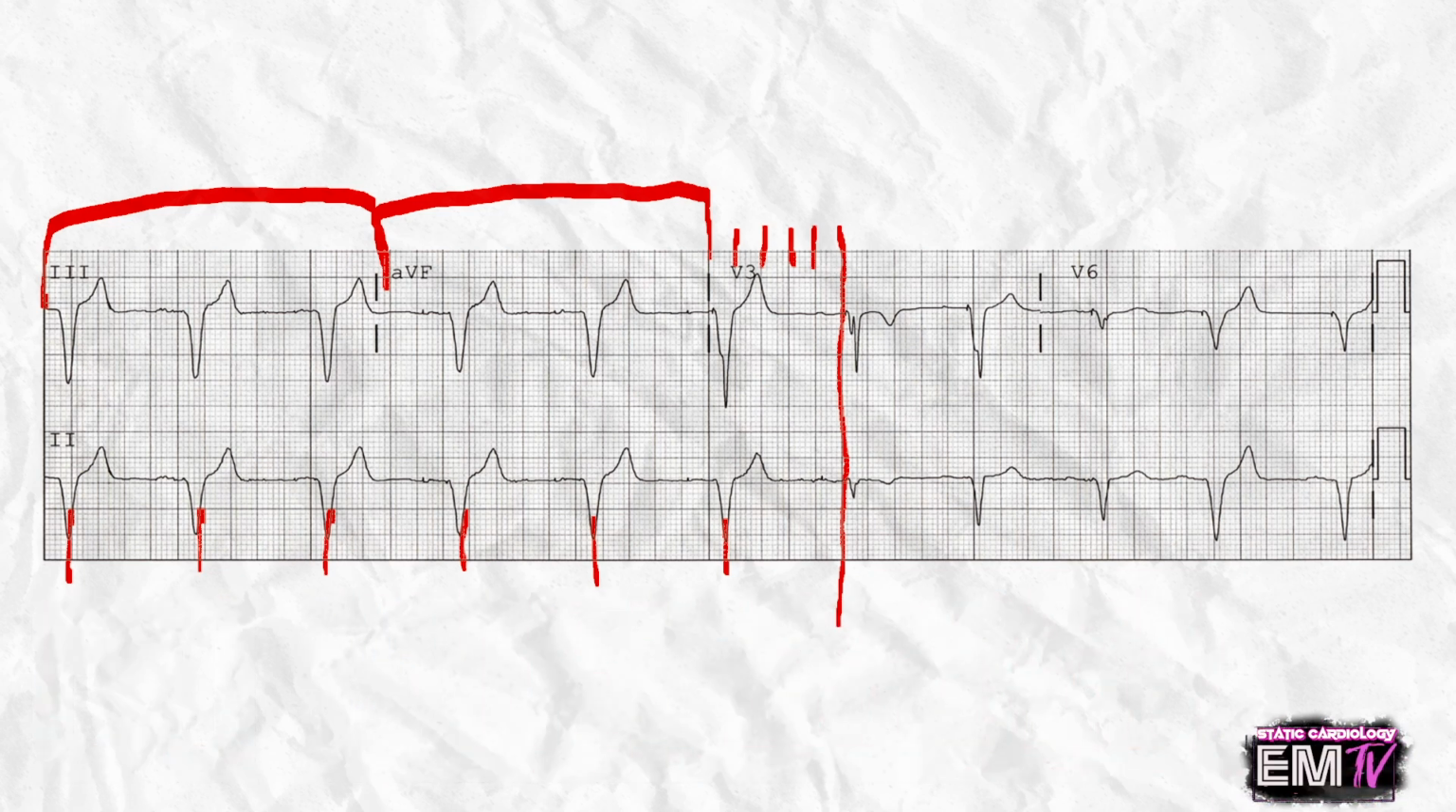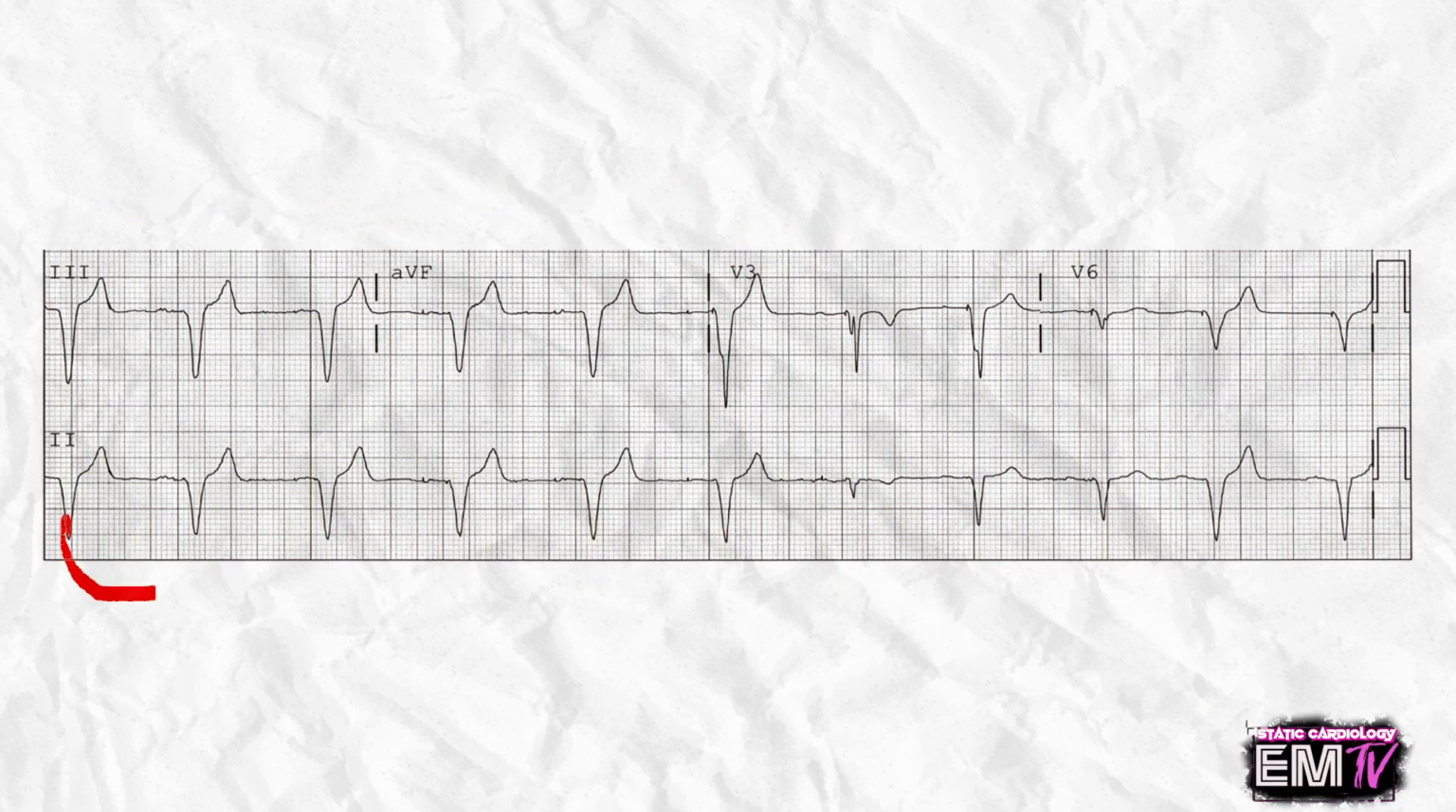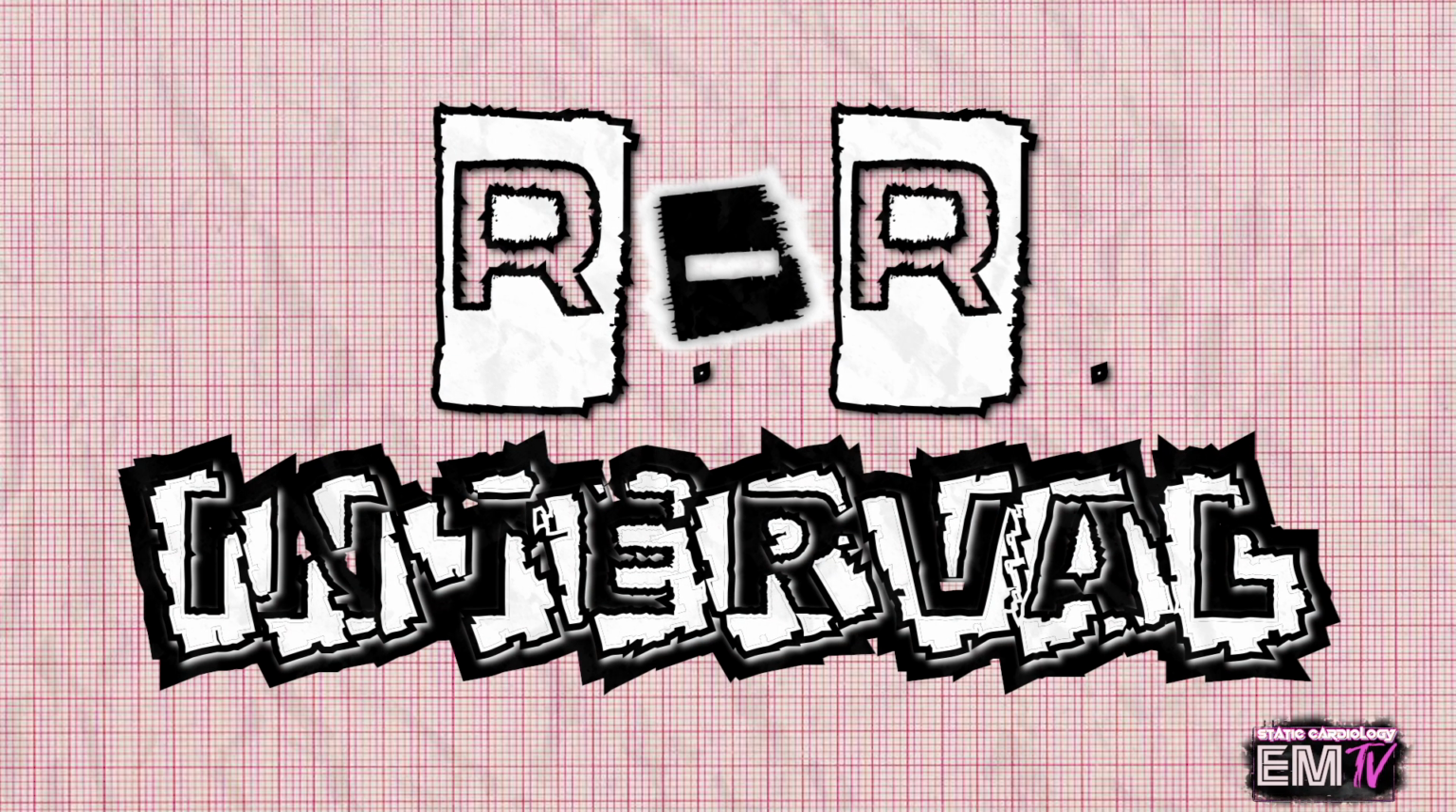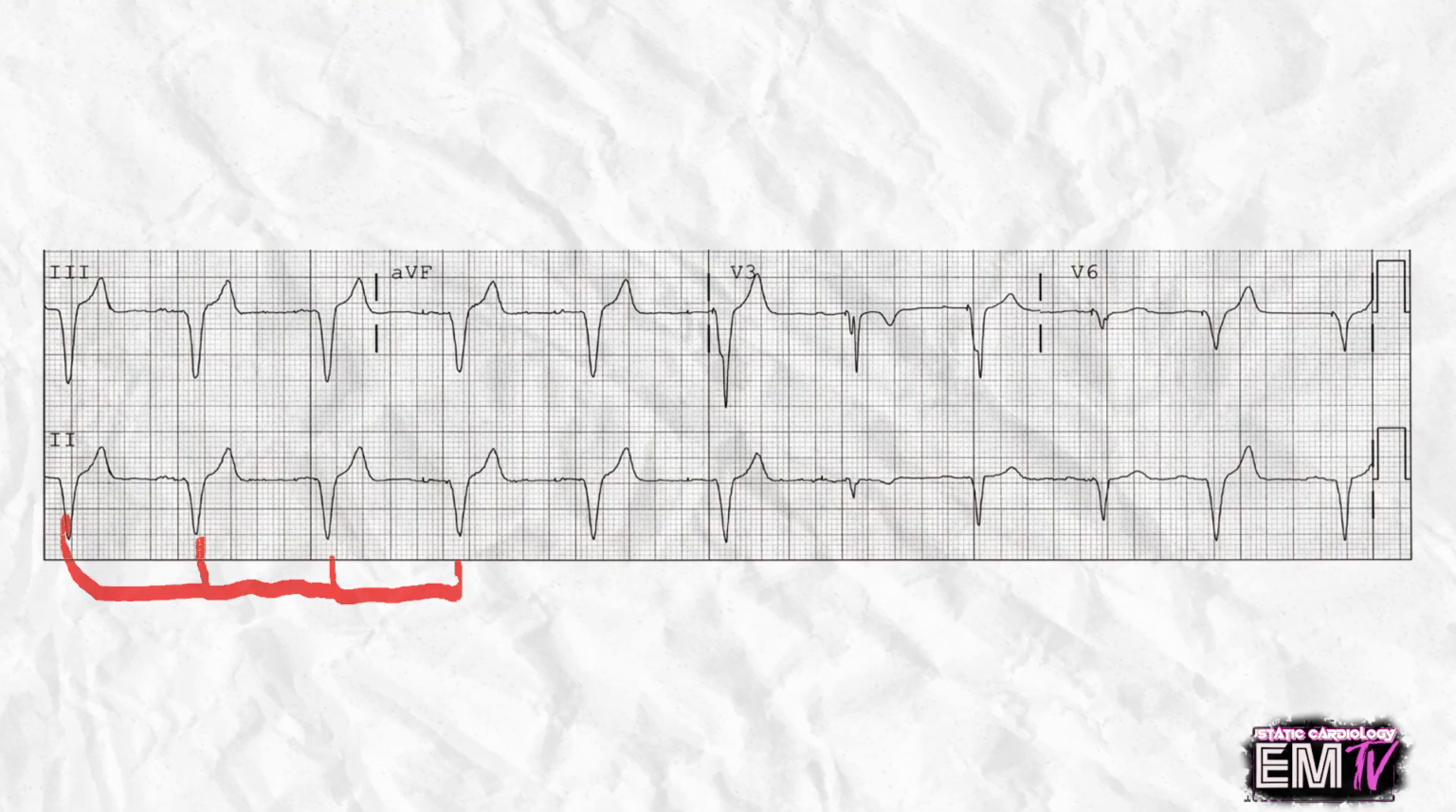The next thing I'll do is check for regularity. My distance between R waves here, or my R to R interval, seems fairly consistent. When measuring my QRS complex though, it appears slightly wide.